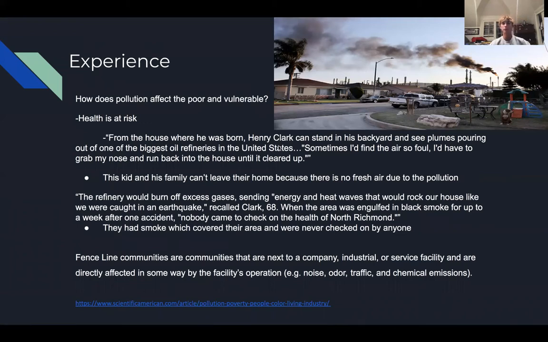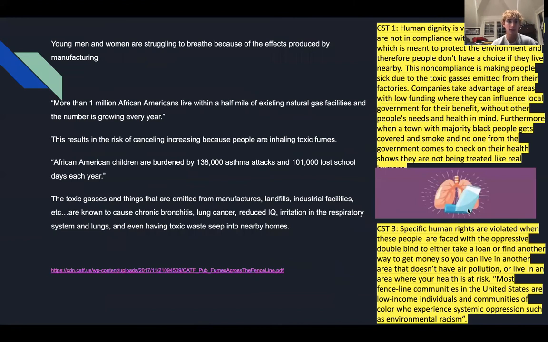And there was one instance where this kid's community was covered in smoke and no one came to check on them, which is absolutely ridiculous because their health is at risk, and they have a lot of asthma attacks. Speaking of asthma attacks, 138,000 asthma attacks and 101 lost school days. So not only is our kids' education being taken away, but their health is at risk. And we have 1 million African Americans that live within half a mile of existing natural gas facilities, which means that's 500,000 people whose health is at risk.